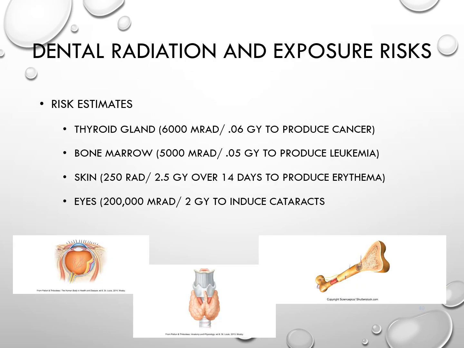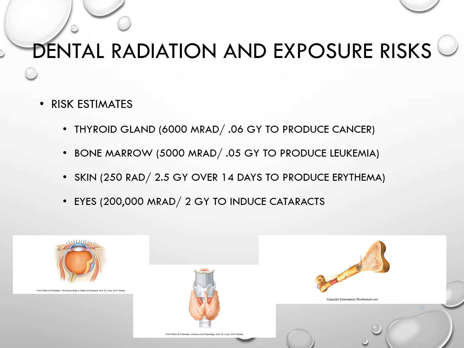All right, so this slide goes into dental radiation and the exposure risks. So remember we talked about the 4 types of more critical organs that we are exposing when we do dental radiography on individuals. Anyway, so here for the thyroid gland, we would need 6,000 millirad, or 0.06 gray, to produce cancer, which we will not get anywhere near in dental imaging.